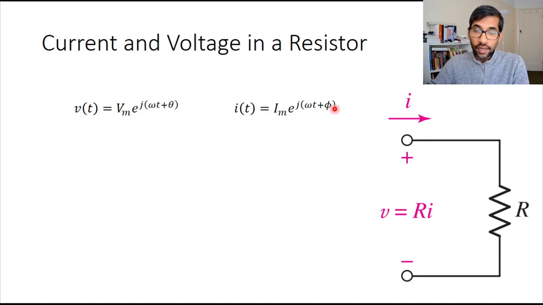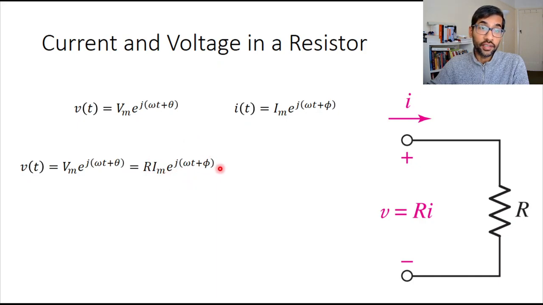And now what we want to do is find out the relationship between this current and this voltage. And of course, the relationship is given as V equals Ri. And instead of I, I've just written the complex exponential form of the equation.